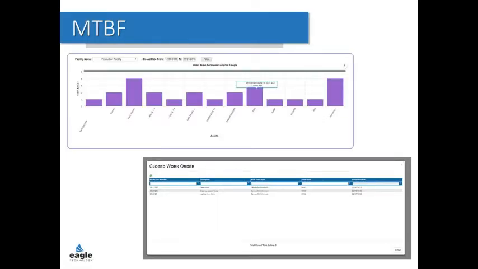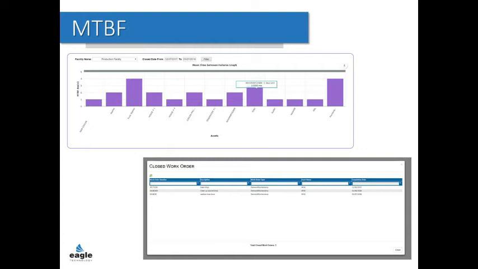Mean time between failure. This is the average time that equipment operates between breakdowns and stoppages, and helps maintenance managers understand the availability of their equipment. The higher the time between failure, the more reliable a piece of equipment. This is a crucial maintenance metric to measure performance, safety, and equipment design.